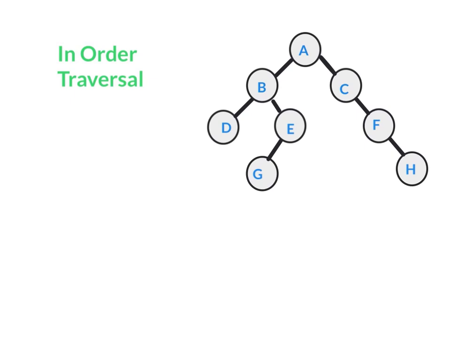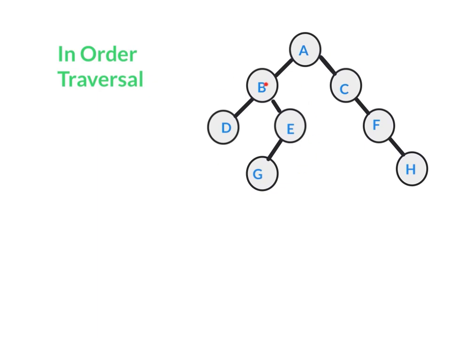So in an in-order traversal, we're going to visit the node, meaning we're going to do something. So either add it to an iterator, print it out, do something with the value there. First on the left subtree, then we're going to do the node, then the right subtree. So here, we're going to start at A, but since it's an in-order traversal, we need to do the left subtree first. So we're going to go to B.